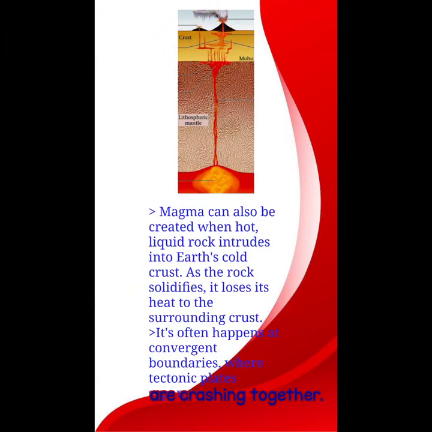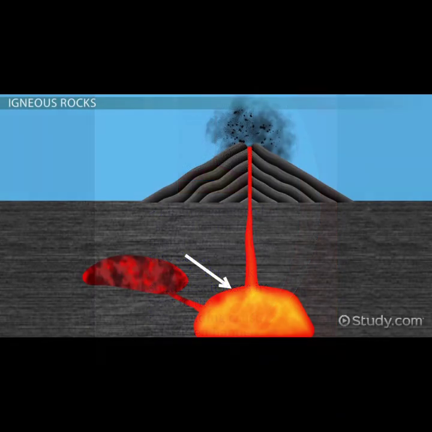Magma can also be created when hot, liquid rock intrudes into Earth's cold crust. As the rock solidifies, it loses its heat to the surrounding crust. It often happens at convergent boundaries where tectonic plates are crashing together. A rising body of magma, an intrusion, sends out heat to the colder rocks around it, especially as the intrusion solidifies. If those rocks are already on the verge of melting, the extra heat is all it takes. As the pressure is reduced, the rock begins to melt.